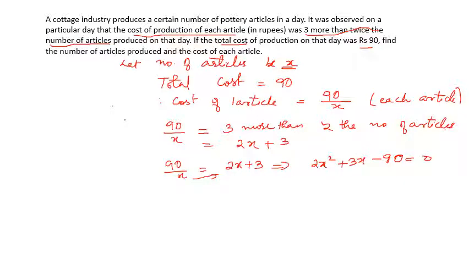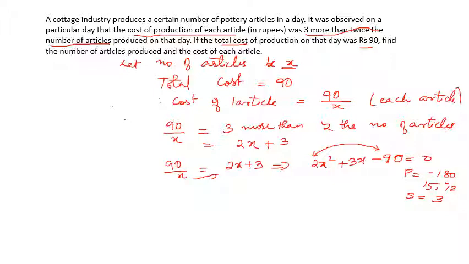Now as you multiply, children, the product we are getting is 2 into minus 90, that is product is equal to minus 180, and sum is equal to 3. So which are the two possible values, children? The possible values are 15 and 12. 15 into 12 is 180, and 15 minus 12 is 3. But there is a negative sign in the product, and sum is positive. That means the smaller number should be negative.